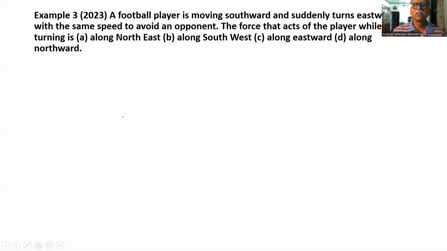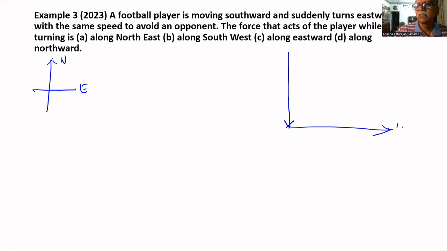A football player is moving southward. We know that this is north, this is east. So he is moving southward. Suddenly he turns eastward. To avoid a collision with an opponent, he should not hit him. This is an offense in football. That's why he has to turn east.